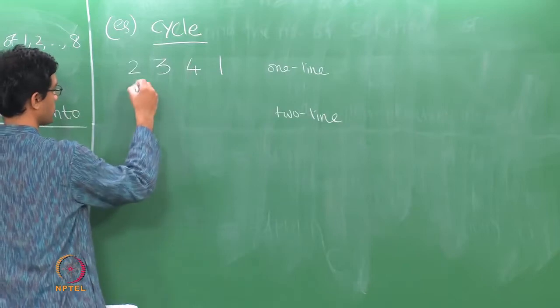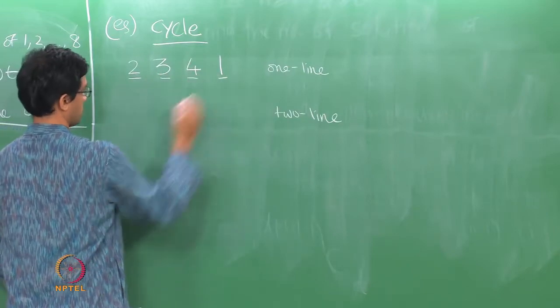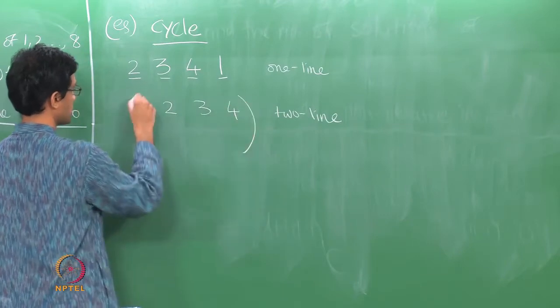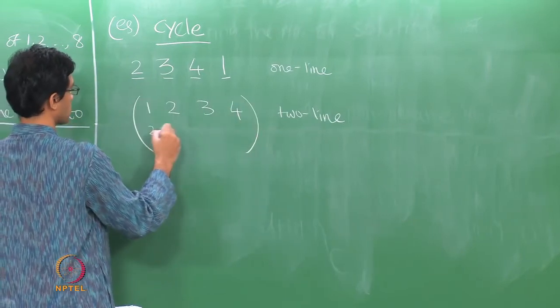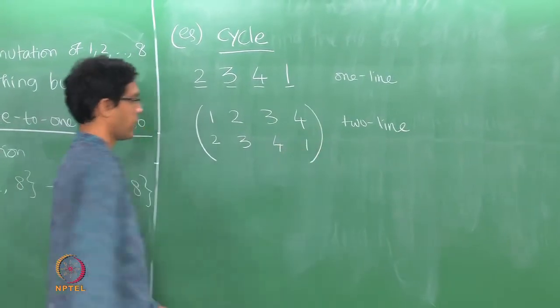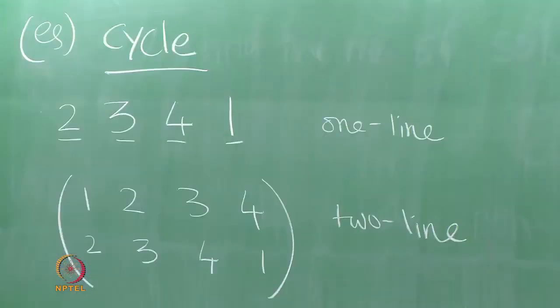would be the following. So I have 4 positions. So I have 1, 2, 3, 4. Those are the 4 position numbers. And position 1 maps to 2. In position 2 I have 3. In 3 I have 4, and in 4 I have 1. Right? It's the same permutation in two line notation.